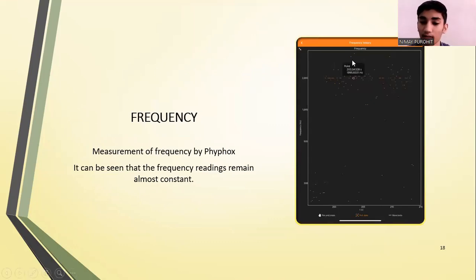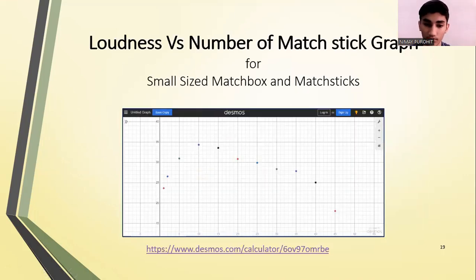Frequency. This is one measurement which I took, where we can say the most data points were of 1995 Hz. A measurement of frequency by Fox. It can be seen that the frequency readings remain almost constant.